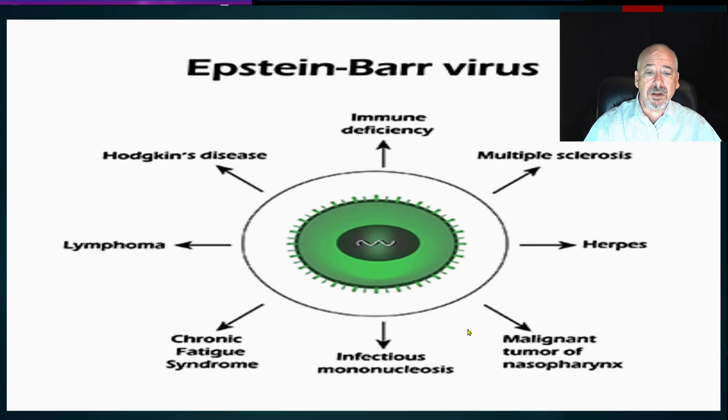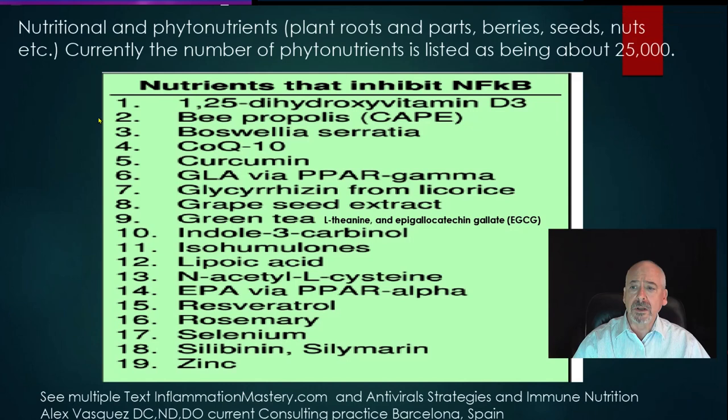In fact, it's impossible to have multiple sclerosis without having had Epstein-Barr virus. We know that nuclear factor kappa B plays a huge part in a lot of things. We also understand that phytonutrients, 25,000 we've identified so far, sometimes are involved in the upregulation or downregulation of our ability to block NF-kappa B. So again, vitamin D, to start with, plays a part in blocking and inhibiting NF-kappa B.